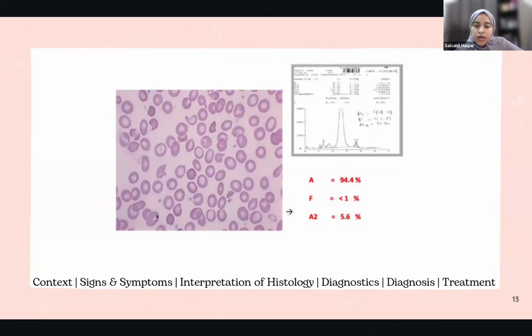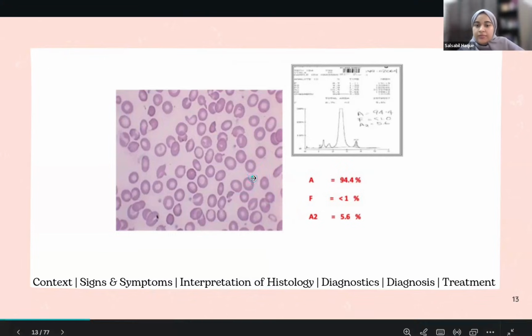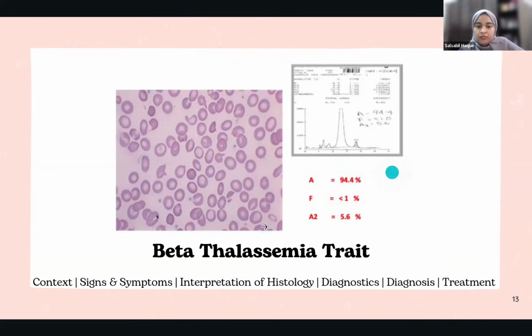How do we know this? Because A is low, but it's not that low, right? It's not 30 or 40%. It's 94.4, which is less than 95%. However, A2 is high. What is high levels of A2? It is more than 3.5%. So more than 3.5% of A2 is high, and this is seen in beta thalassemia minor, or beta thalassemia trait, and a better word would be minor.